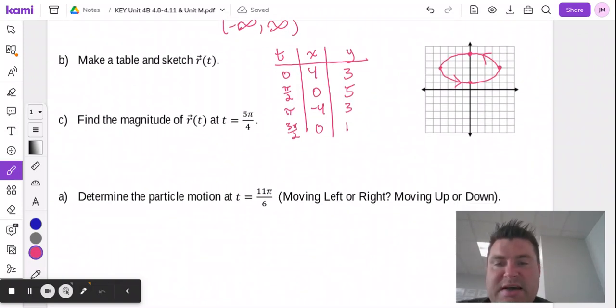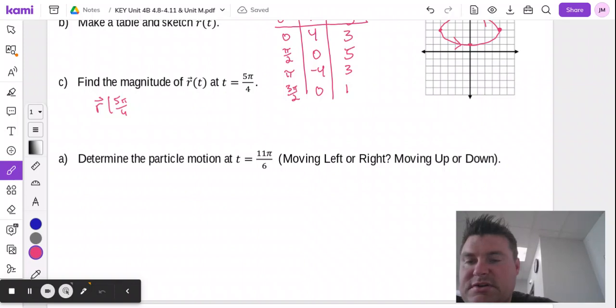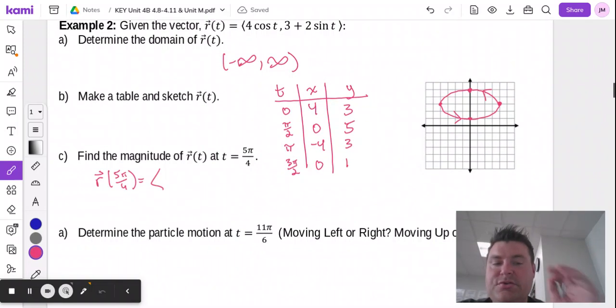What's the magnitude at 5 pi over 4? So real quickly, we didn't find this on our table, so we got to find this out ourselves. What's our 5 pi over 4? What is that vector? So we plug in a 5 pi over 4 up into cosine. We're going to get... what are we? Third quadrant, so it's going to be negative here. We're going to end up with negative 2 root 2.